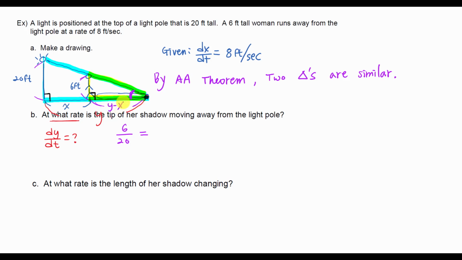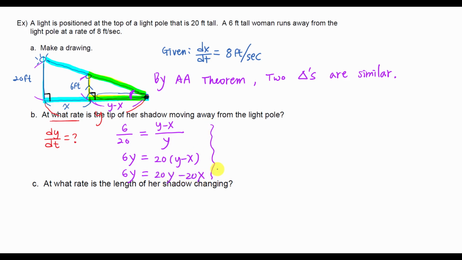Right? So now 6 to 20 has to be equal to that leg of the smaller triangle, y minus x to y. So now I have a proportion, so you can cross multiply and set them equal to come up with an equation for x and y. So you multiply across: 6 times y has to be equal to 20 times (y minus x). When you distribute, you have 6y equals 20y minus 20x.